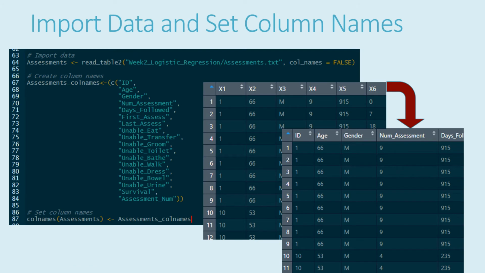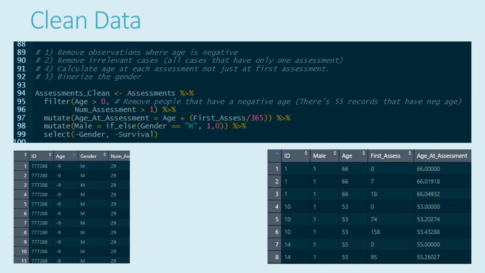Next, import the data from whatever local or network drive you're connected to. The raw file does not include column names, so we're going to set those so we know what attributes we're working with. Then we're going to clean the data. First, we'll remove any observations where the age is less than 0. There's 55 records in this data where people have assessments before they're even born. Then we're going to remove the records where a person only had a single assessment.